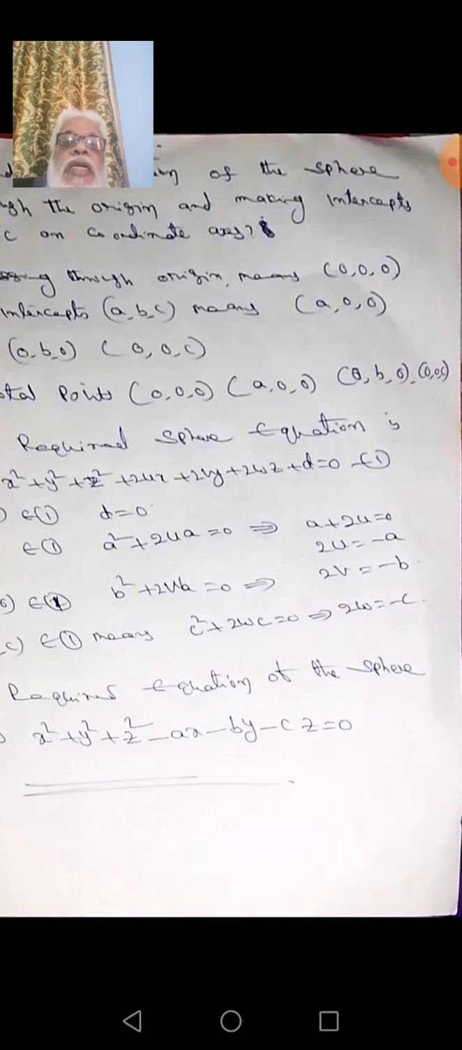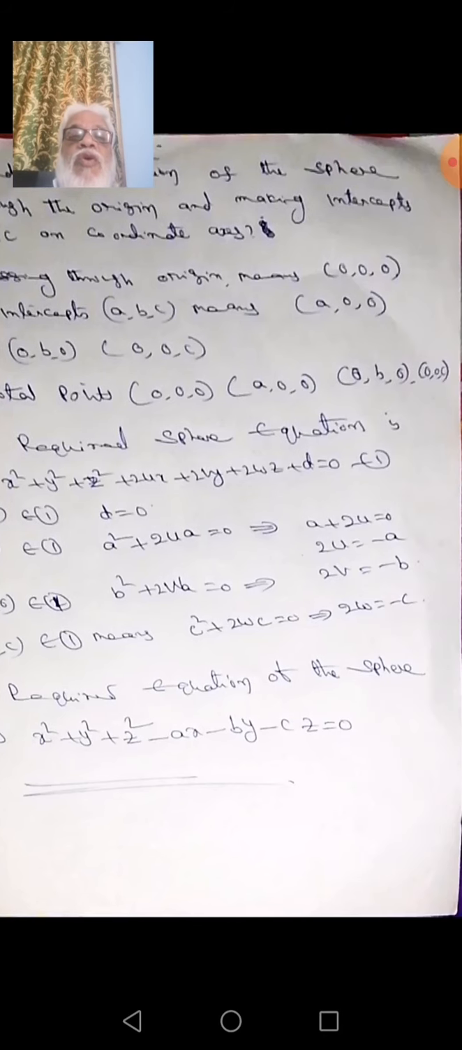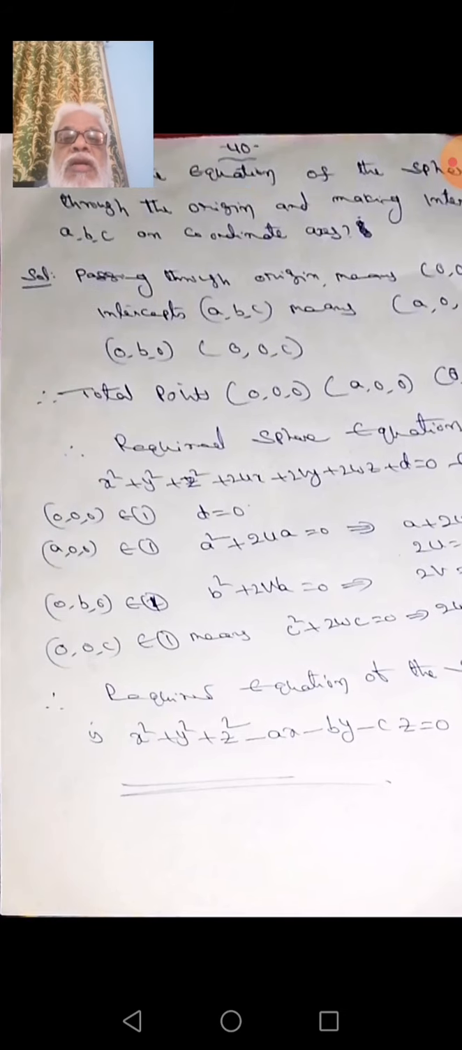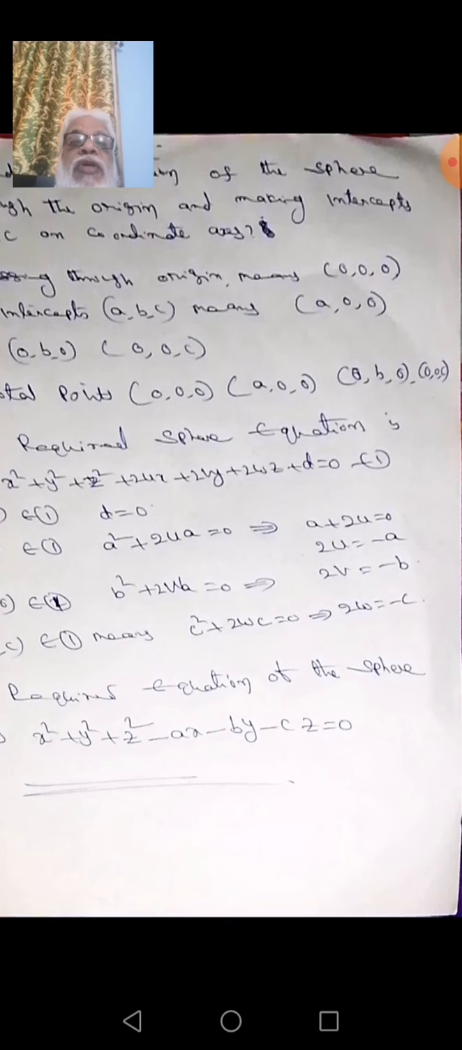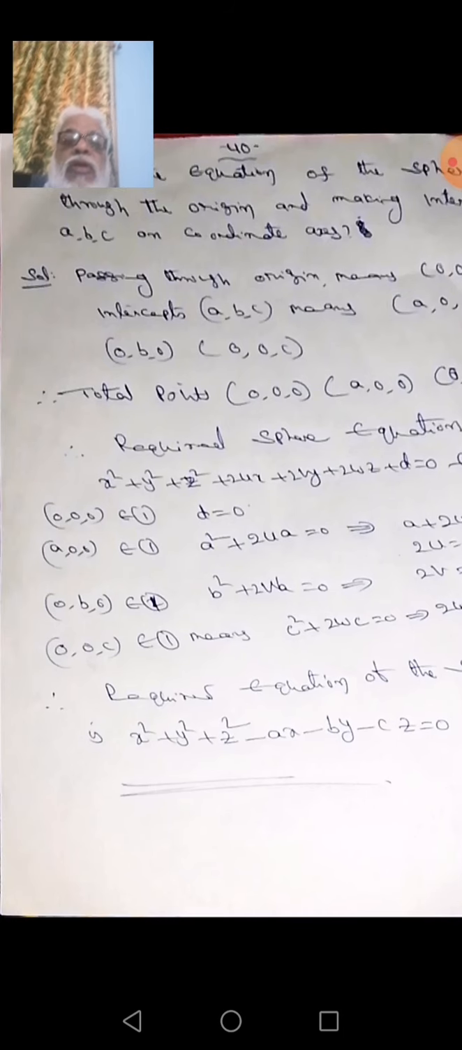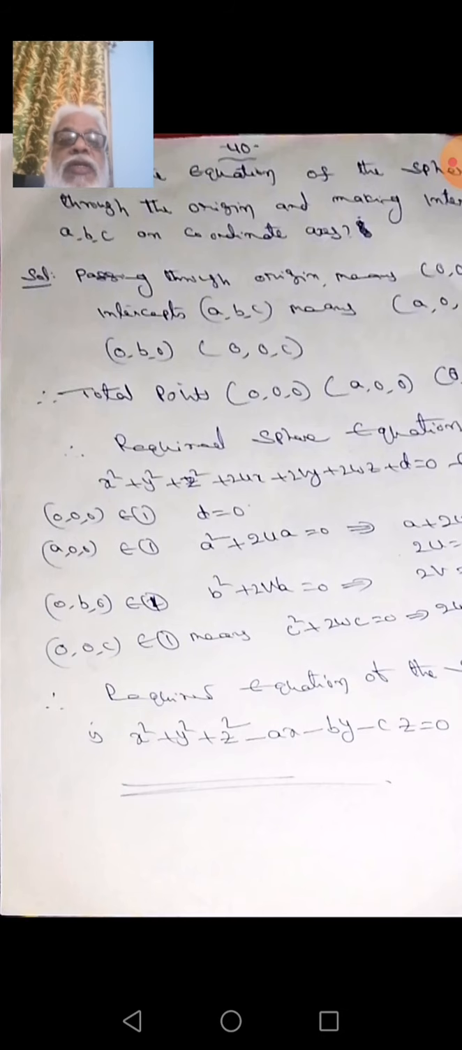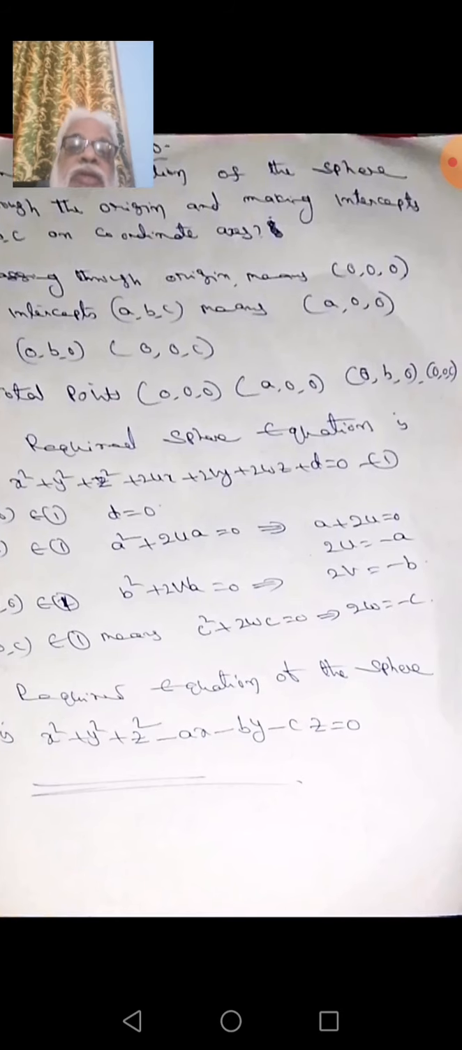2u is equal to minus A. And for (0, B, 0), B square plus 2vB is equal to 0, so 2v is equal to minus B. (0, 0, C) lies on it, which means C square plus 2wC is equal to 0, so 2w is equal to minus C. Therefore, the required equation of the sphere is x square plus y square plus z square minus Ax minus By minus Cz is equal to 0.